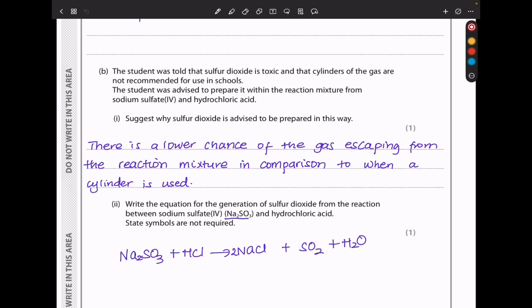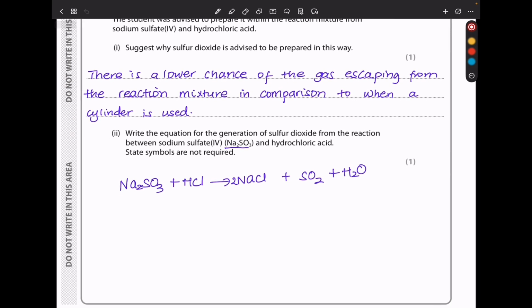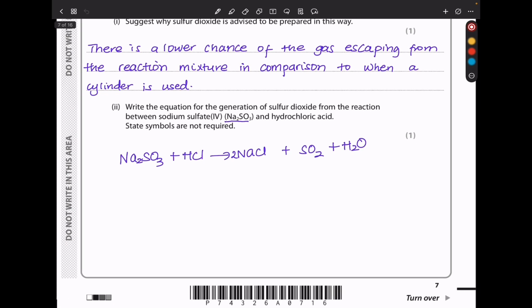So I say there is a low chance of the gas escaping from the reaction mixture in comparison to when a cylinder is used. And next they say write the equation for the generation of sulfur dioxide from the reaction between sodium sulfate and hydrochloric acid. State symbols are not required.